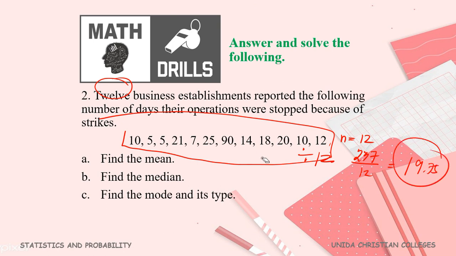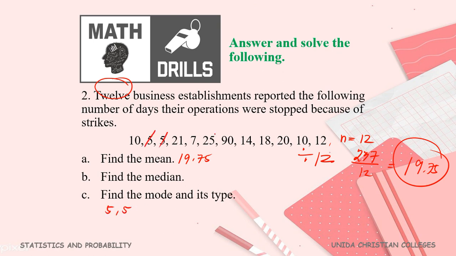19.75. And that will be your mean. Add all the values of your data, and then divide it by the total number of your sample, which is 12. So we got 19.75. Next, for the median po, first is you need to arrange your data in ascending order. So let's arrange it. We have here 2, 5.